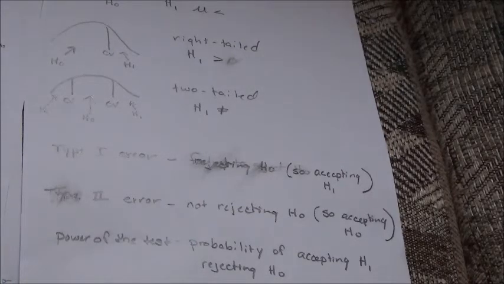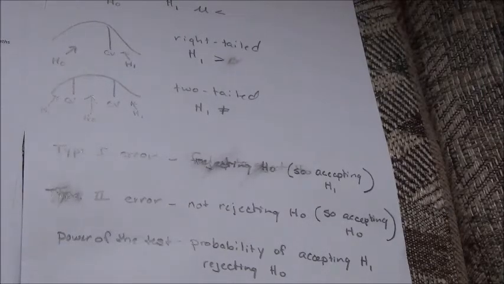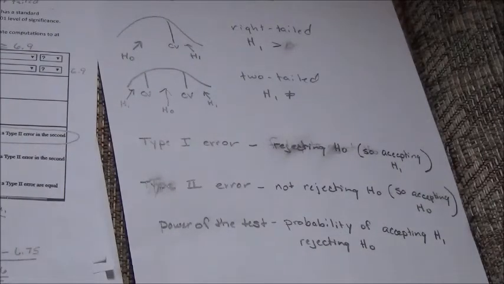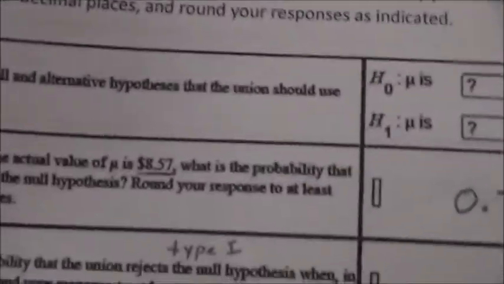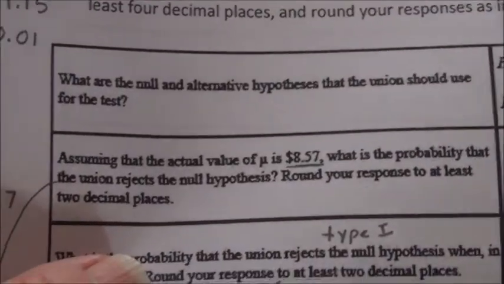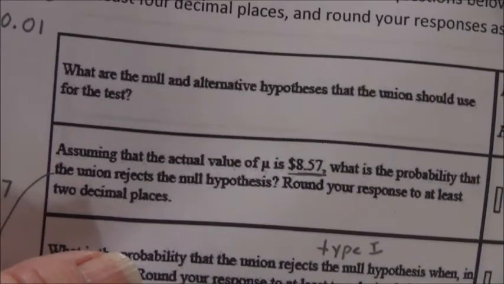So I'm going to go back to questions number 10, 11, and 12 on the type 2 errors and powers, which is on homework 16, to just talk about the p-value parts of that. So first of all, if I grab the one from homework 10. The part that's talking about the p-value and where you have to do that test says, assuming that the actual value of the mean is $8.57, what is the probability that the union rejects the null hypothesis?